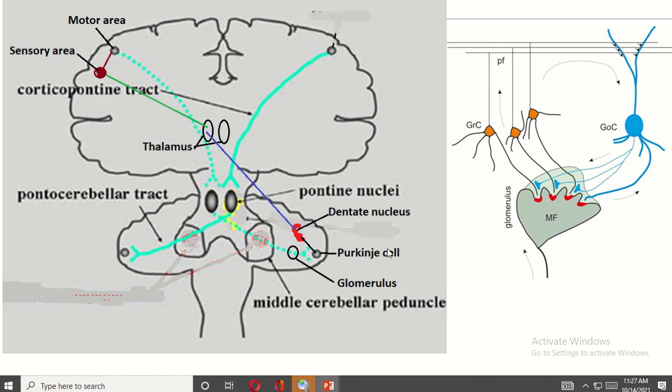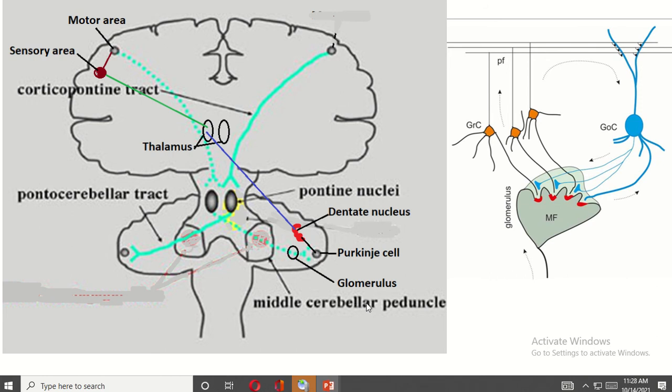How does the Purkinje cell function? If the function of the Purkinje cell is inhibited, what happens? This Golgi cell is stimulated, and you see these axons of the Golgi cell synapse with the dendrites of the granule cell. So this synapse is inhibitory. So when this synapse acts, it inhibits the granule cell, which inhibits the Purkinje cell.